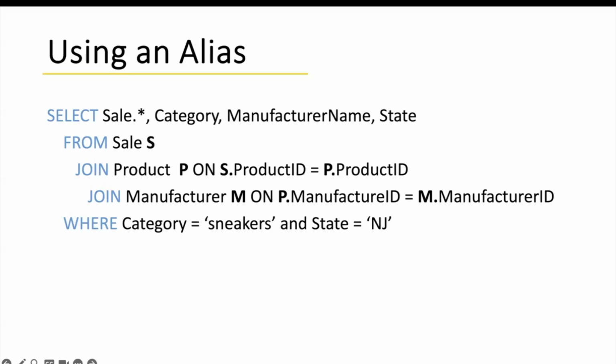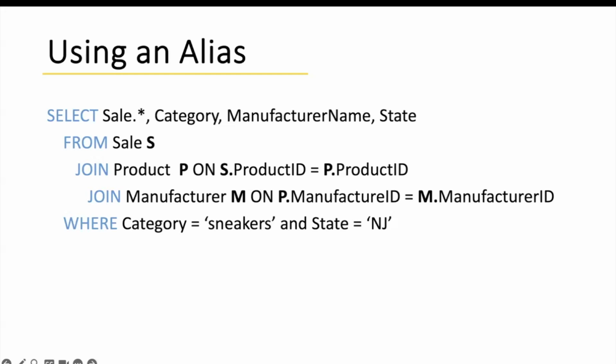We need to know that these aliases don't have to be a single letter. They can be a word or phrase. But here we are just using a single character, as I mentioned: S for sale, P for product, M for manufacturer. So within the join statement, we use these aliases. For example, s.product_id refers to the product ID from the sales table, and p.product_id refers to the product ID from the product table.